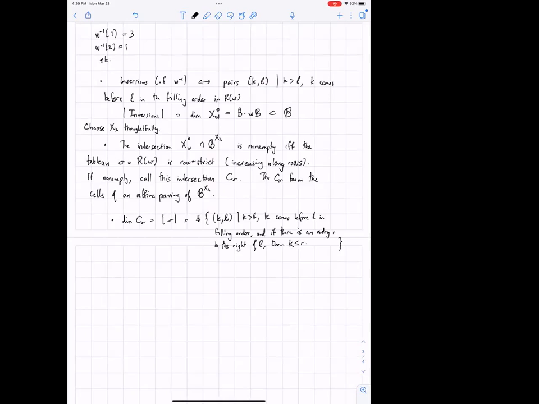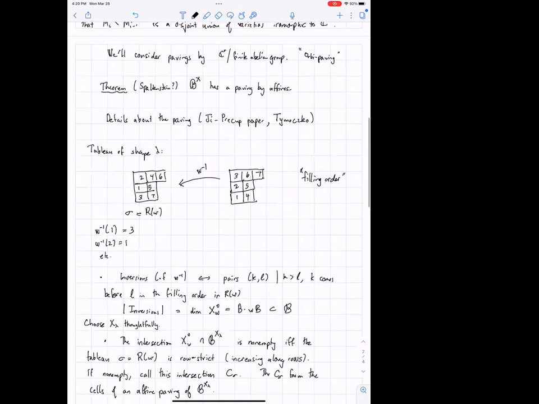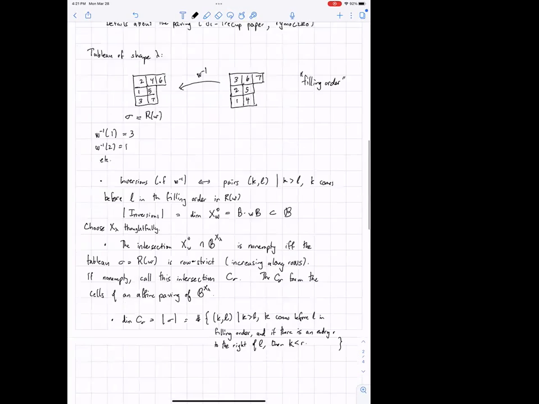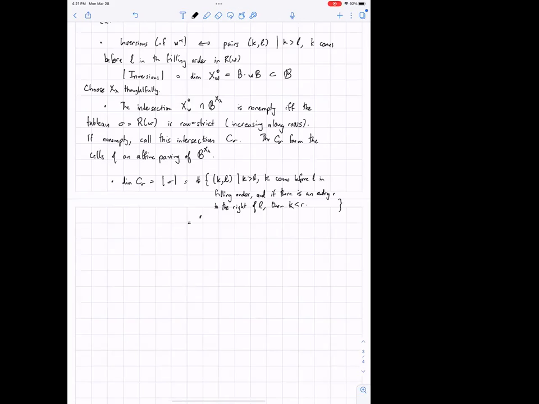If I go back up to my example here, I can see, for example, that 7-4 is one of these inversions that gets counted because there's nothing to the right of 5. But 7-4 doesn't count because even though 7 is bigger than 4 and 7 comes before 4 in the filling order, 7 is not less than 6 in the filling, and so that gets excluded. But 7-6 is an inversion that's counted in that dimension. So basically, you throw out a certain number of the inversions and you get that. These are sometimes called Springer inversions. They're the ones that count in the dimension. Okay.